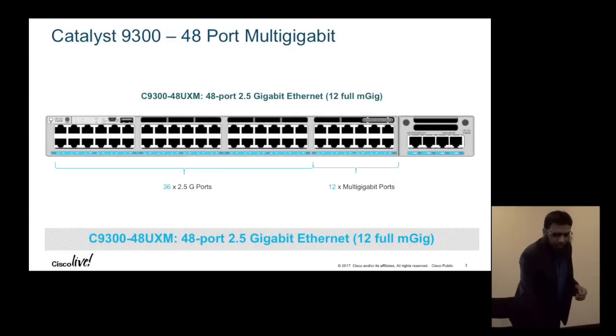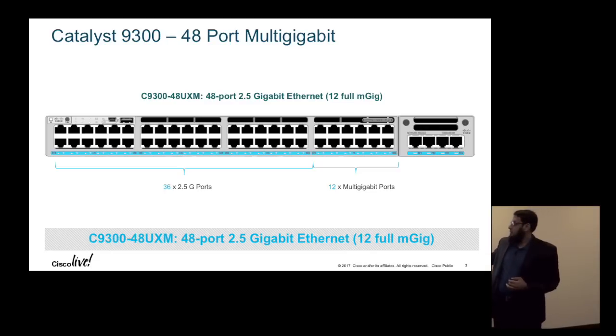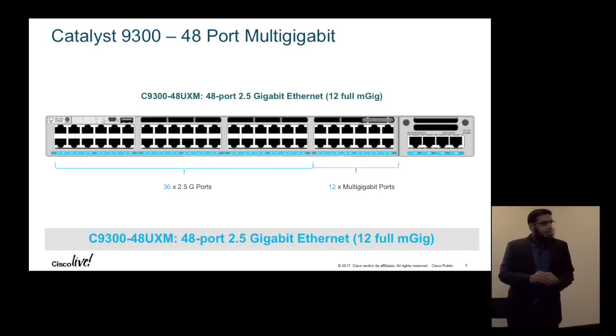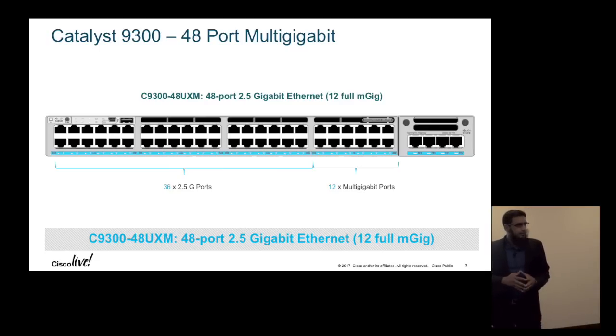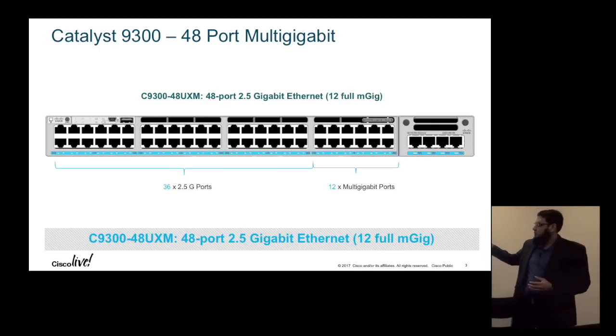So let me talk about some of the newer introductions that we had in the Catalyst 9K. We have added the 48-port mGig model in the Catalyst 9K. This is shipping now. This has the first 36 ports as 2.5 gig, and the last 12 ports as full multi-gigabit, which can run at 2.5 gig, 5 gig, and 10 gig. And that gives you a lot of port density for your 11ac wireless network.